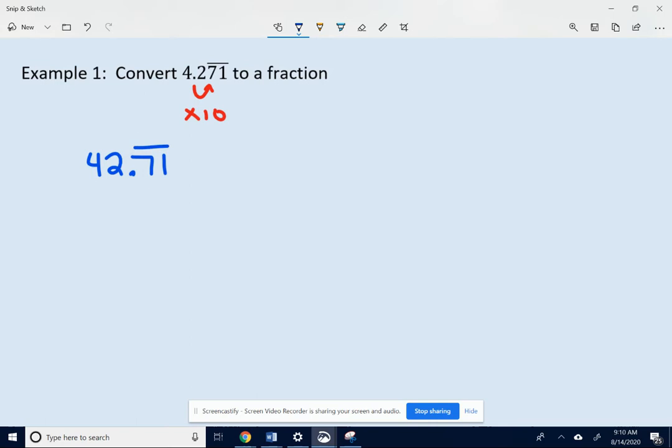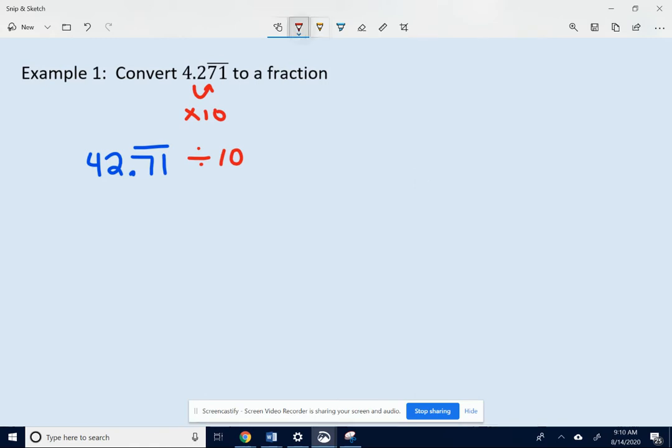But now that I multiplied by 10, I need to get back to my original number. So I need to now divide by 10. Okay, so my first thing I needed to do was to fix my number so that I had no digits between the decimal point and the repeating block. So now I'm good to go.